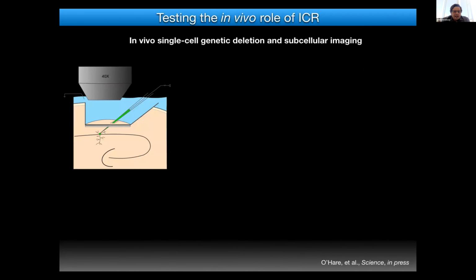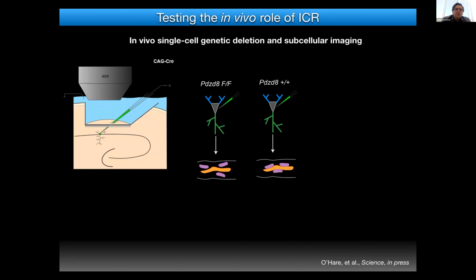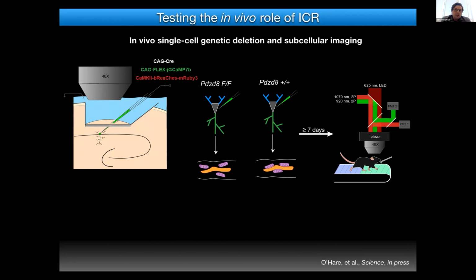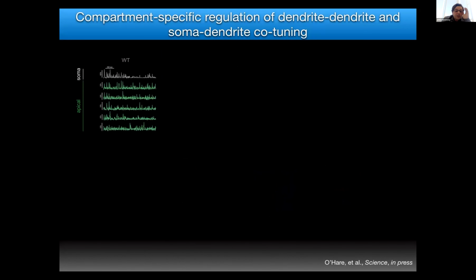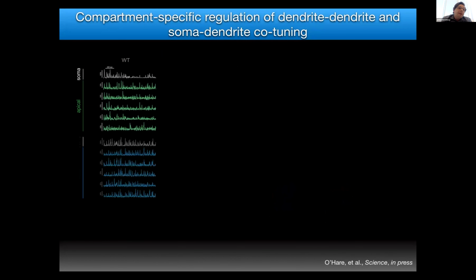And what Justin did, he used our favorite approach I've shown you a few times, single cell electroporation, to electroporate Cre recombinase in a conditional floxed animal, and then generate single-cell knockouts for PDZD8. He also did it in wild-type animals in combination with a calcium sensor and optogenetic actuators. And he imaged the basal and apical dendrites across the tree. So it takes a lot, but we are almost there. Two more slides.